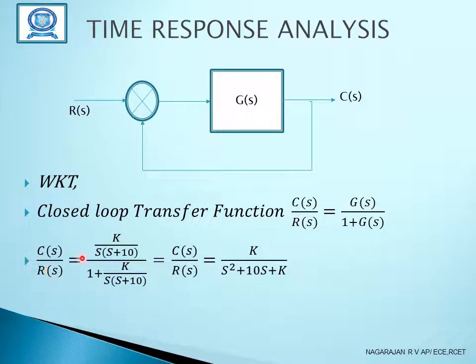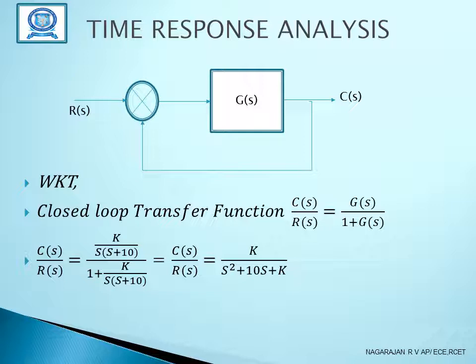So C of s divided by R of s is equal to K divided by s into s plus 10, divided by 1 plus K divided by s into s plus 10. This is the G of s value. Substitute all the values and simplify. When we simplify this equation, that means we take an LCM at the denominator side. So s into s square plus 10s plus K divided by s into s plus 10. So this denominator part is cancelled. So finally we get K divided by s square plus 10s plus K. This is the closed loop transfer function for the given problem.